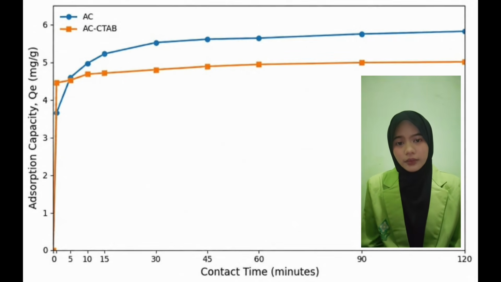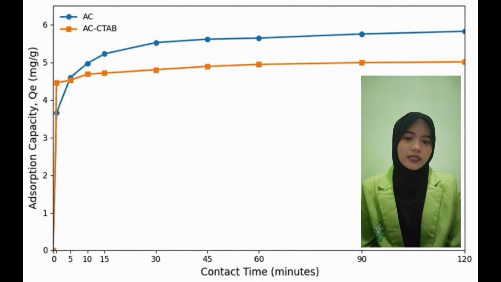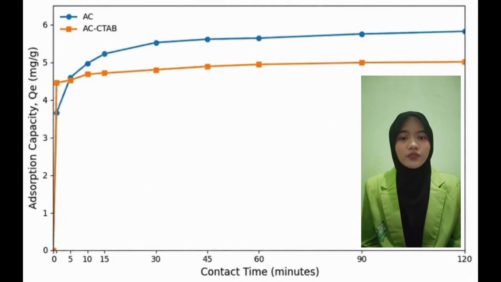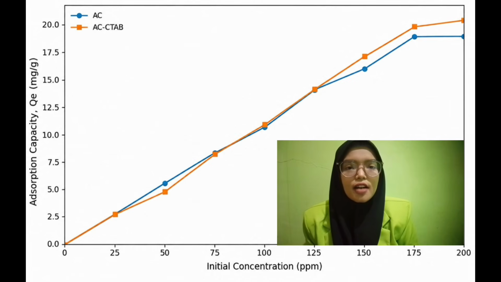Because the increase in adsorption capacity after 30 minutes was relatively small, 30 minutes was selected as the optimum contact time, providing efficient adsorption while minimizing treatment duration. Next, we investigated the effect of the initial acid orange 7 concentration on the adsorption performance. As the dye concentration increased from 25 to 200 mg per liter, the adsorption capacity of both adsorbents also increased.